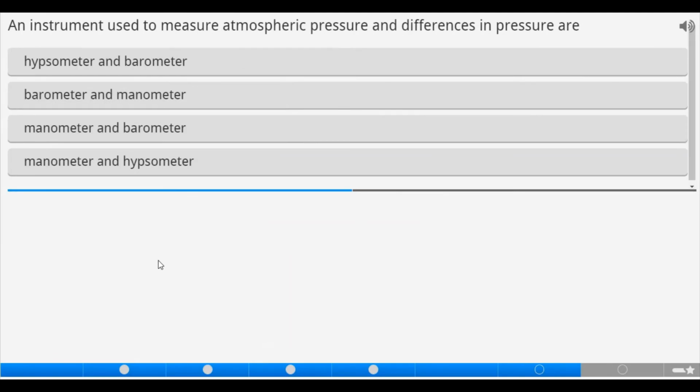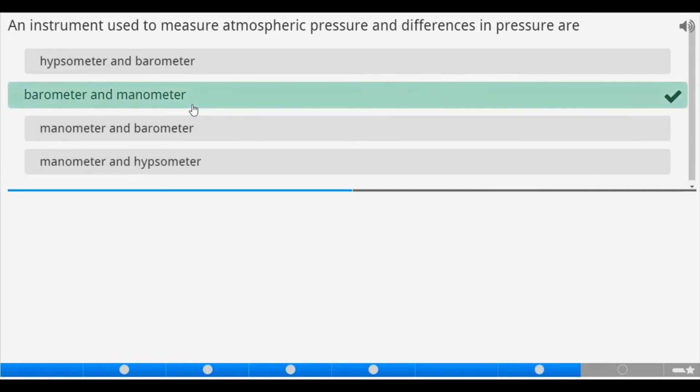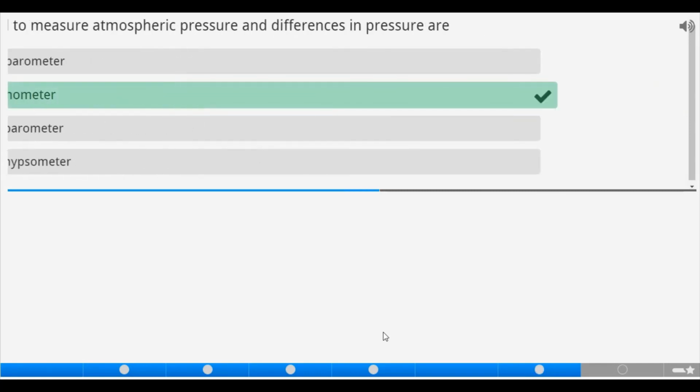Now let's answer the following questions. An instrument used to measure atmospheric pressure and differences in pressure are hypsometer and barometer? No. Barometer and manometer. Is that correct? Yes. So let's pick it and check. That's correct.